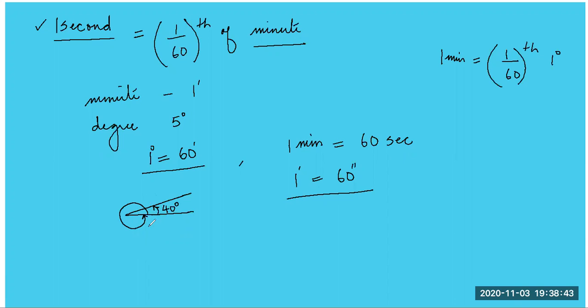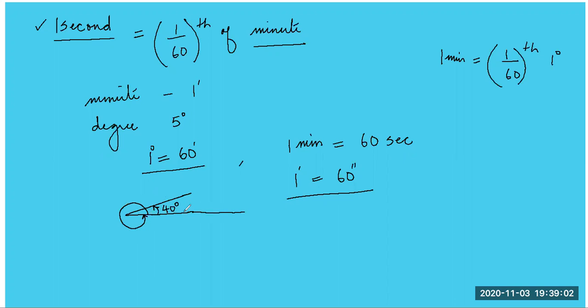Complete rotation. 320. 360 minus 40. Hey, come on. I am taking from here. I'm not taking from here. Ishma, I'm taking from here only. I'm taking from the x-axis only. So this angle will be 360.